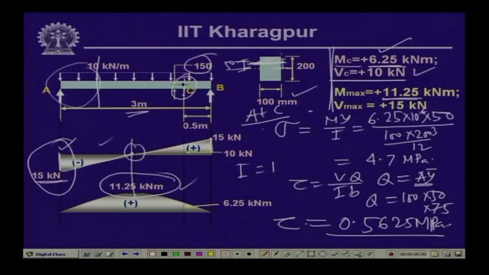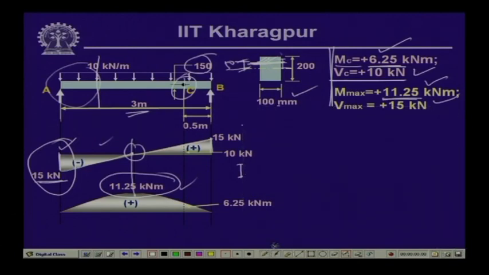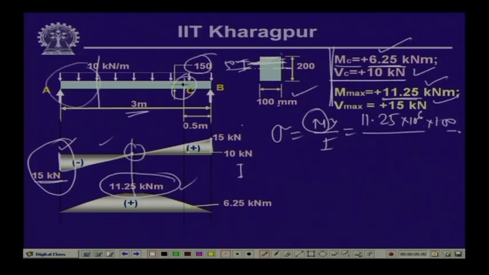Now, corresponding to the maximum value of the bending moment and the maximum value of the shear force, if you compute the stresses, we get values like this. The bending stress sigma is again M y by I, where M max is equal to 11.25 into 10 to the power 6, and y is the extreme point, the maximum value, equal to 100, and correspondingly 100 times 200 cubed by 12. This gives us the bending stress, which comes to 16.875 MPa.